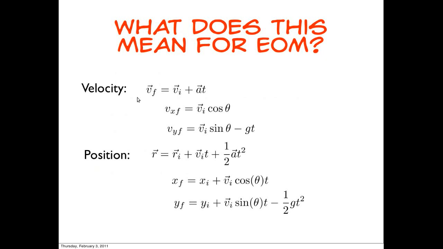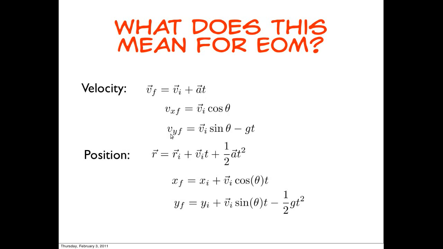Let's use this information to simplify our equations of motion. So let's start with our equation of motion for velocity. We know that the final velocity is equal to the initial velocity plus a times t. So let's take a look at the x component. That means that the final velocity in the x direction is equal to vi times cosine theta, which is the initial velocity in the x direction. However, we don't have a contribution due to acceleration because we know the acceleration in the x direction is 0.